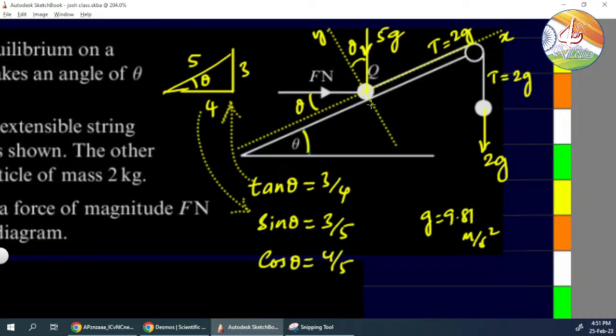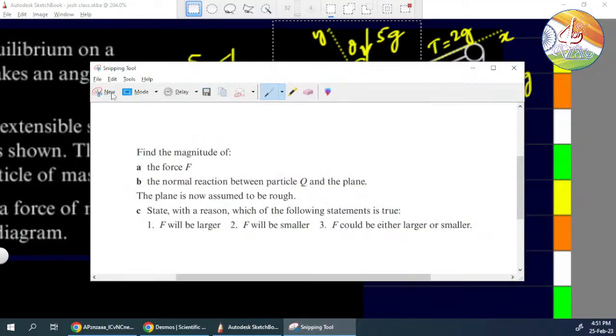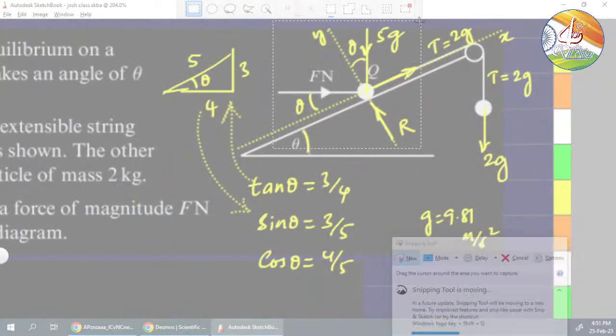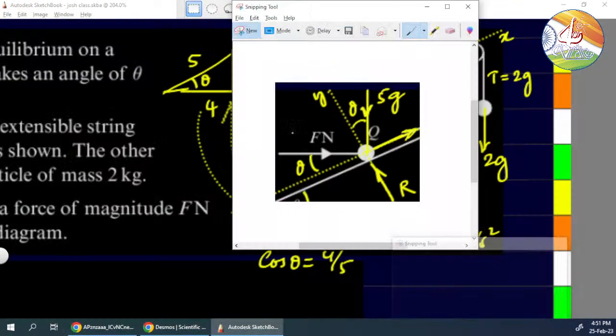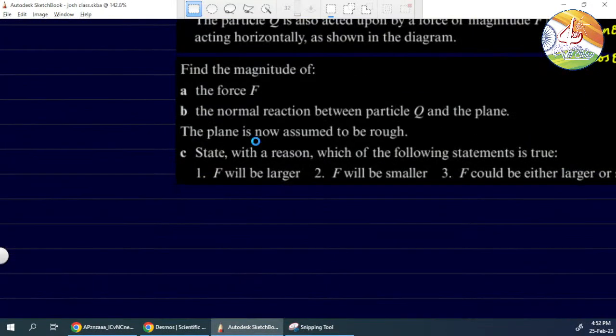The pulley is smooth, so whatever tension is there on this side, the same tension will come here. Tension will be equal to 2g here also. Then there will be an upward reaction here, let's call it R. So total, how many forces are acting on the particle? So we'll have to take the free body diagram of this to solve for the value of F.